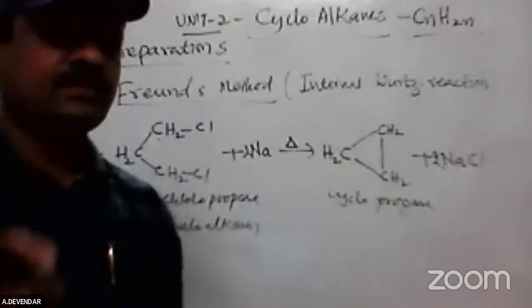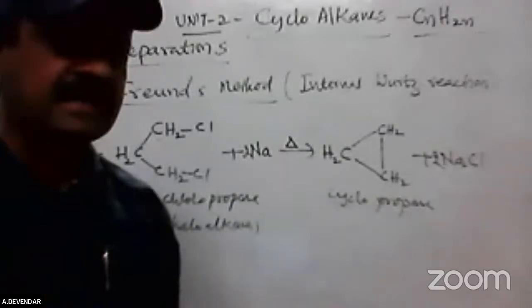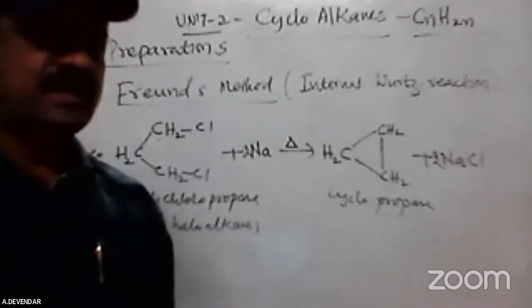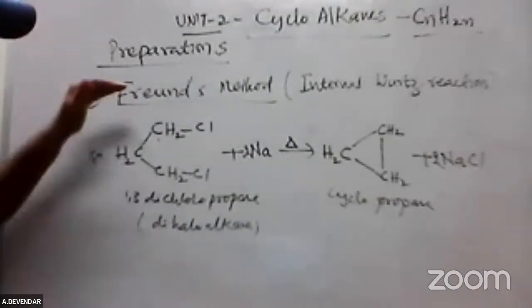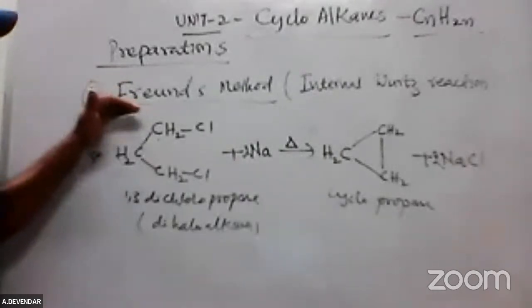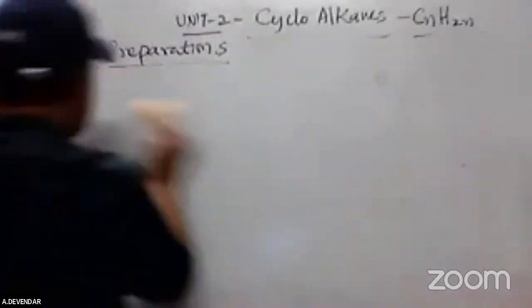The next is Perkin's method. So every time, in the general methods of preparation of any hydrocarbons, either alkanes, alkenes or cycloalkanes, whatever it is, you have to write, from the examination point of view, 3 methods compulsorily. So in cycloalkanes, the first method is Freund's method, that is nothing but the internal Wurtz method. The second method is Perkin's method.